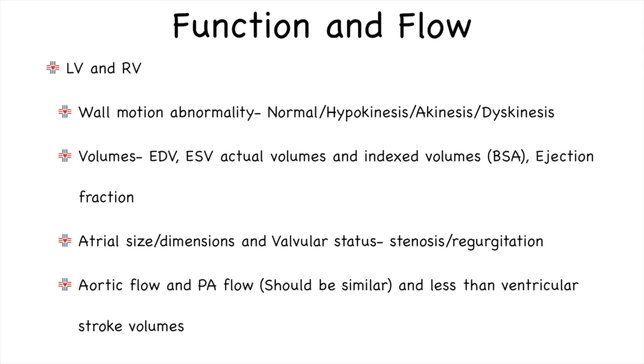The second section of the report is about functional assessment and flow. So, LV or RV wall motion abnormality has to be commented upon, whether it is normal, hypokinetic, akinetic, or dyskinetic. I have seen many reports which comment about wall motion abnormality in every segment, even if it is normal. I tend to only comment on abnormal segments and I tend to bunch them together.